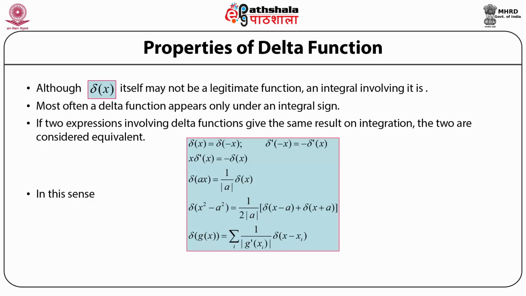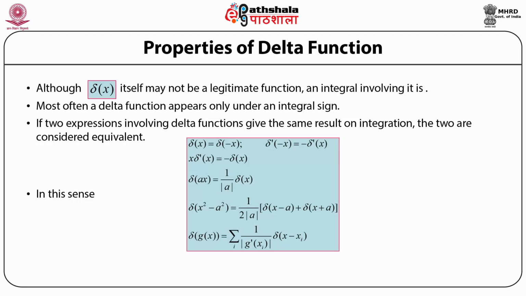Also, delta as a function of a times x is equal to 1 upon modulus of a times delta as a function of x. And delta as a function of x square minus a square is equal to 1 upon twice modulus of a whole times bracket open delta as a function of x minus a plus delta as a function of x plus a bracket close.